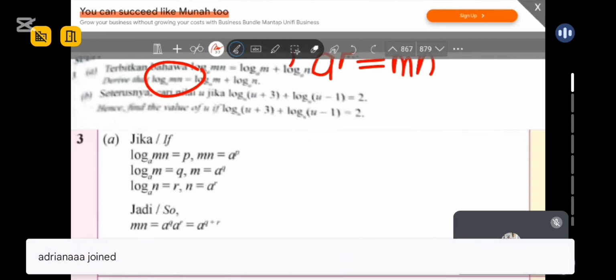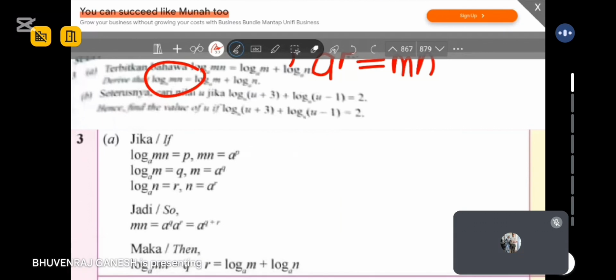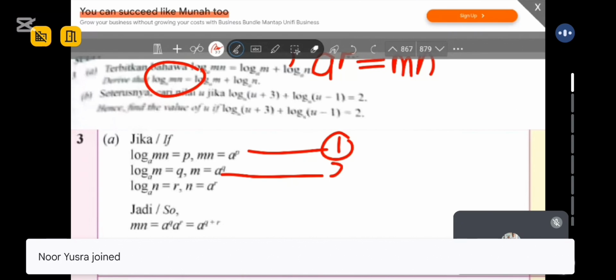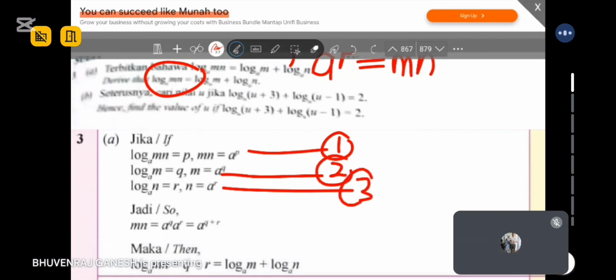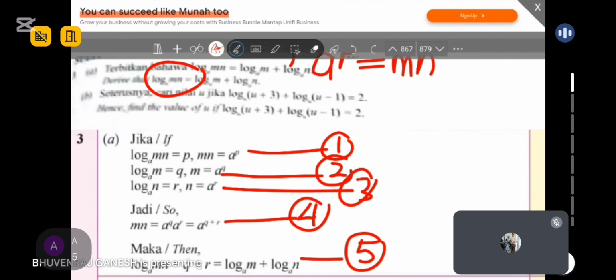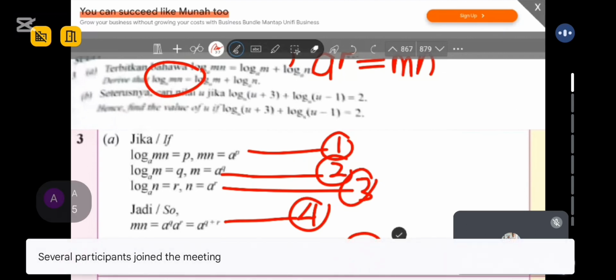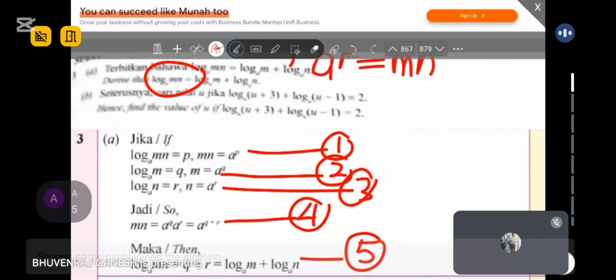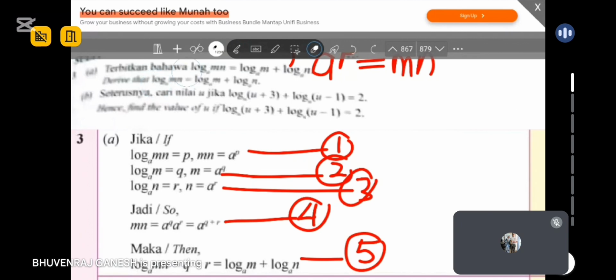May I know what you don't understand? Which part? Can you tell me which line? Kamu bagi tahu baris ke berapa lah. First, second, third, fourth, fifth. You comment the number. Which one you don't understand? Fifth. Fifth very easy already lah. Guys, they ask you to derive this. Kamu kena tulis yang tu sebagai jawapan. Itu maksud dia. You must write that as your final answer.